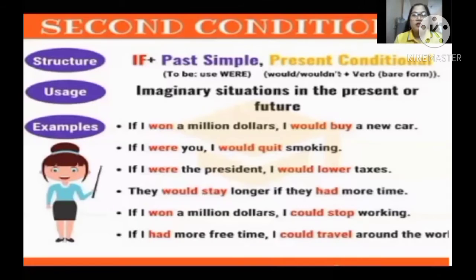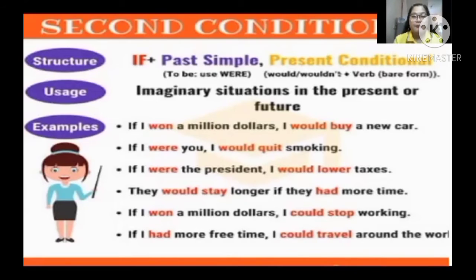The second conditional sentence format is this: the if clause in the past simple, and then its present condition. So in the second conditional sentence, we are using the simple past tense plus the use of would or wouldn't, and then the verb. What is the usage of the second conditional sentence? It is for imaginary situations in the present or future. When you say imaginary, these are the things that may not possibly happen.